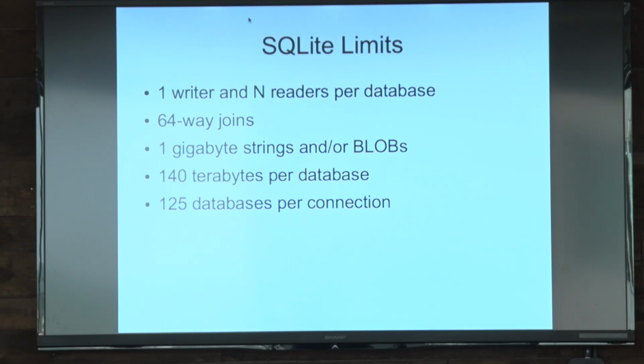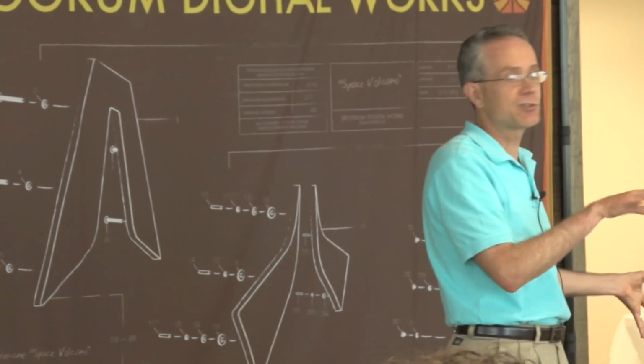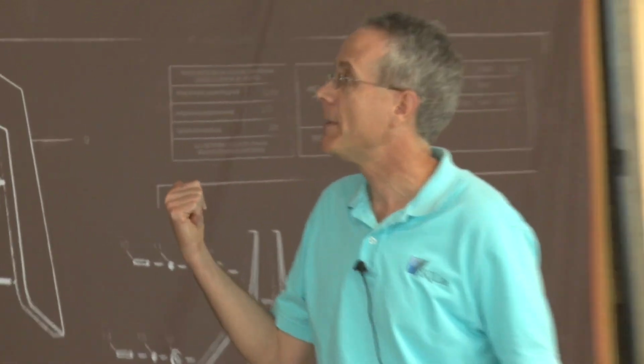We can do joins up to 64-way, strings and blobs up to a gigabyte. And that's fine. Storing large strings and blobs in an SQLite database works fine. A lot of other database vendors tell you, oh, if you got a big blob or a big string, store it in a separate file and then just store the file name in the database. SQLite is not that way. I've got a slide on that coming up.